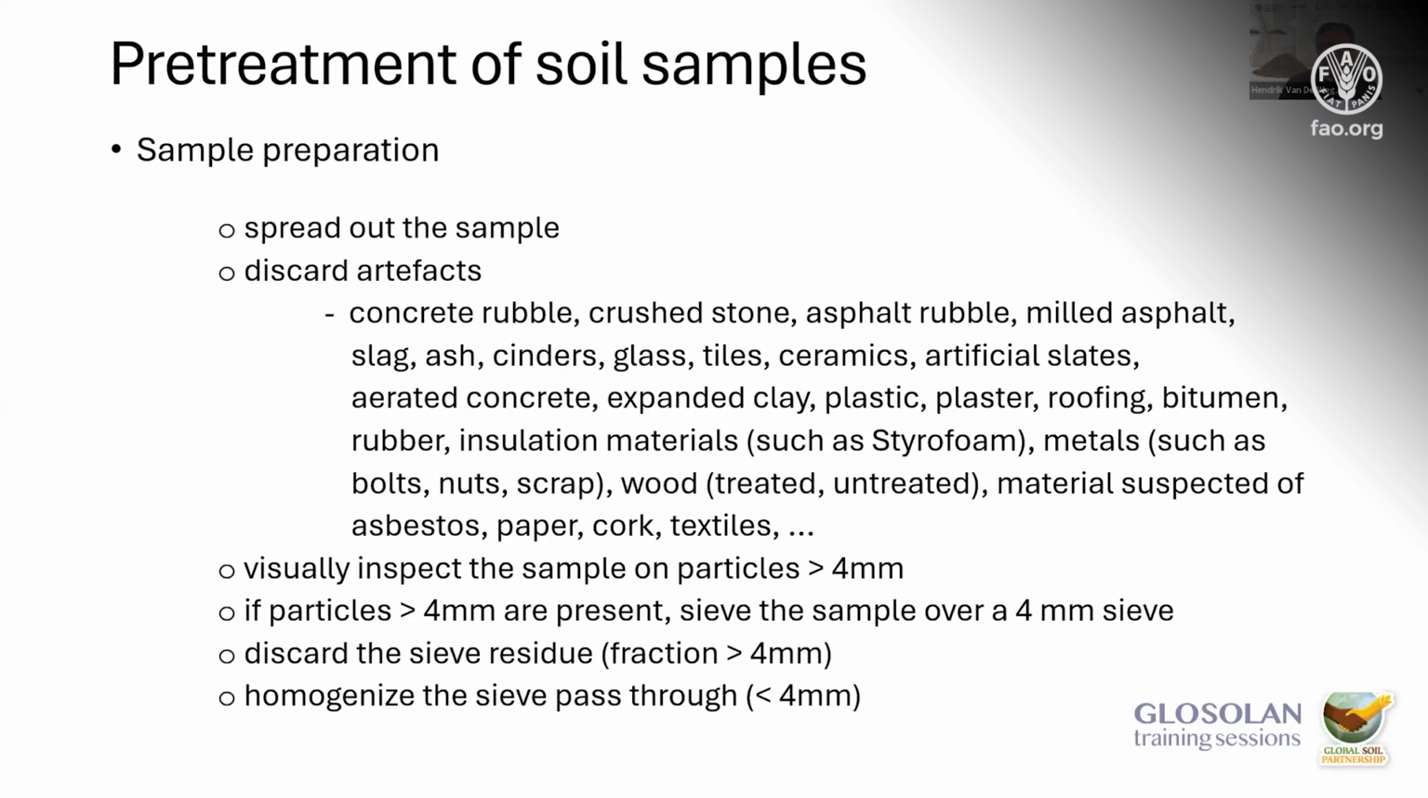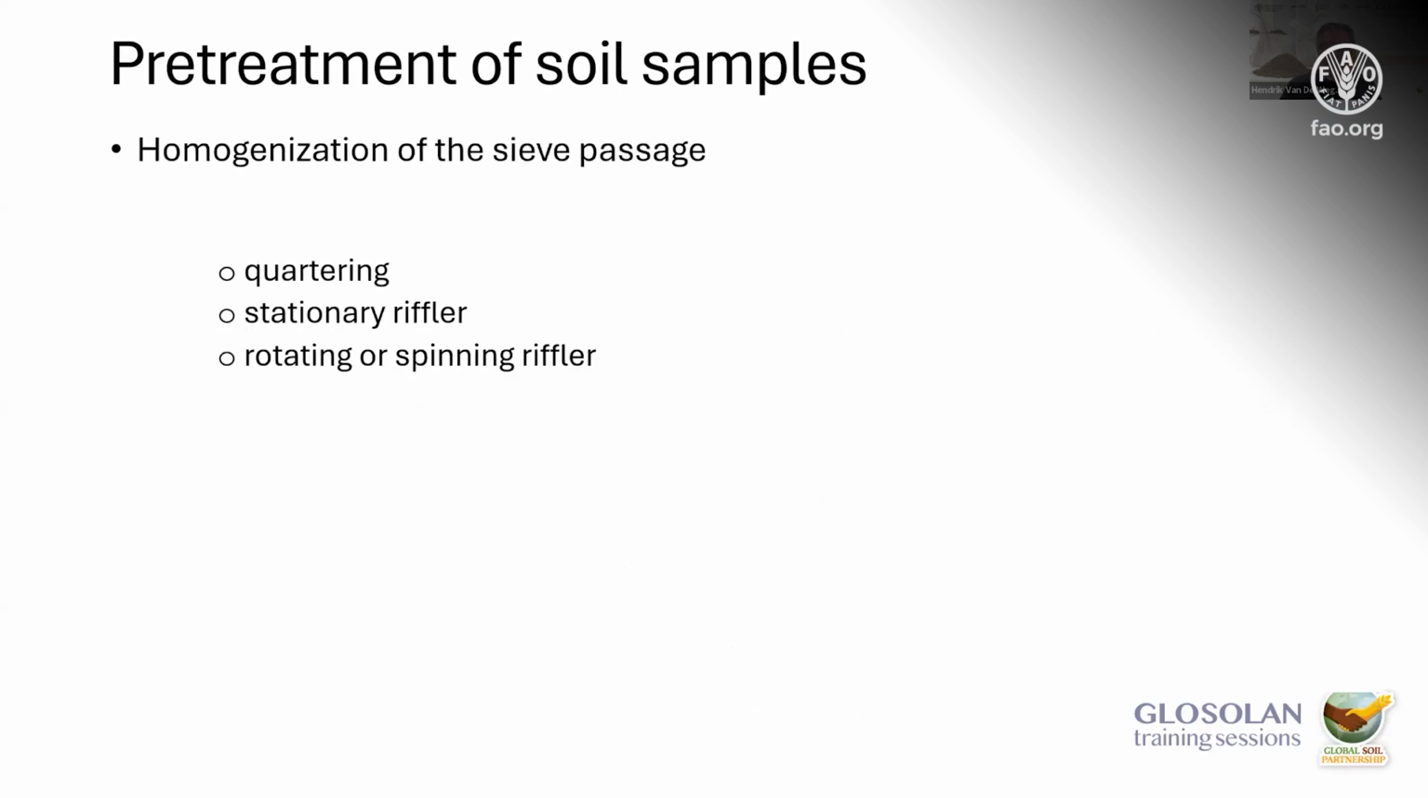After that, we visually inspect the sample on particles larger than 4 mm. If particles larger than 4 mm are present, we sieve the sample over a 4 mm sieve and we discard the sieve residue. So we only keep the pass-through that is smaller than 4 mm. Then we will homogenize this sieve pass-through.